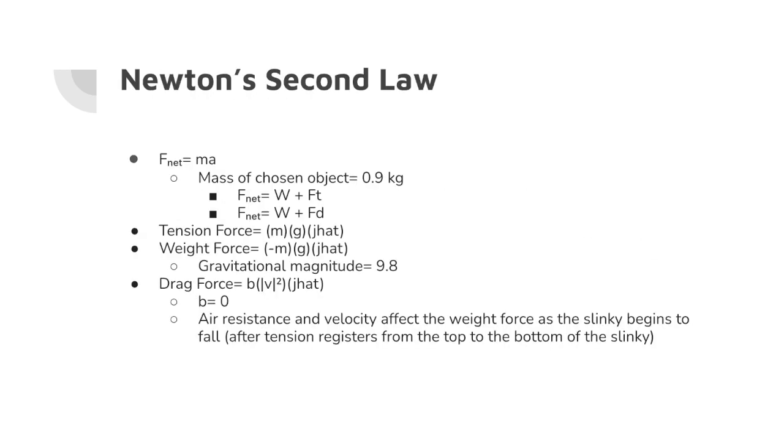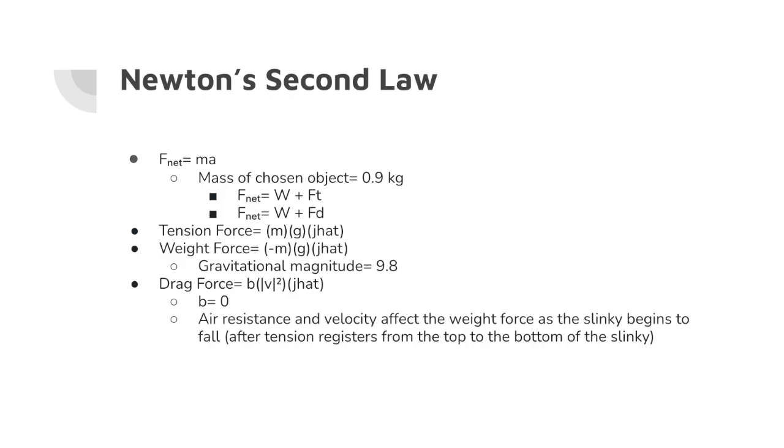For this lab, we utilized a variation of Newton's second law, where F net equals the weight force plus the tension force before the bottom of the slinky begins to fall, and the weight force plus drag force after the bottom of the slinky begins to fall. During the first portion of the model, the tension force and the weight force, or gravitational force, are equal to each other, which is why the bottom of the slinky is held up.